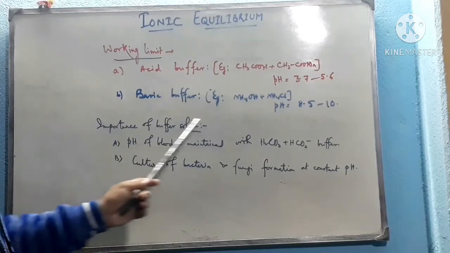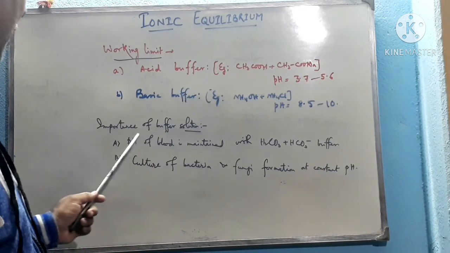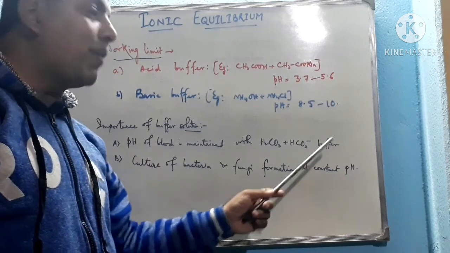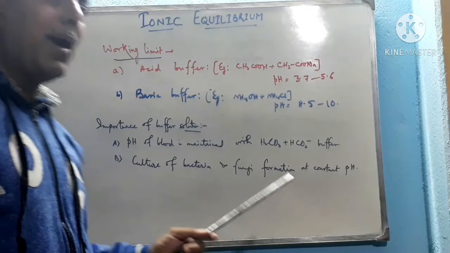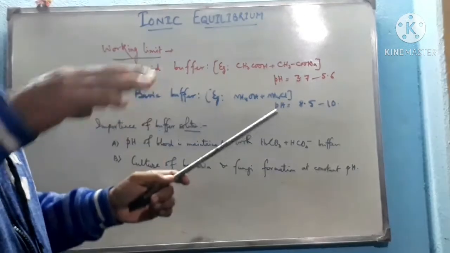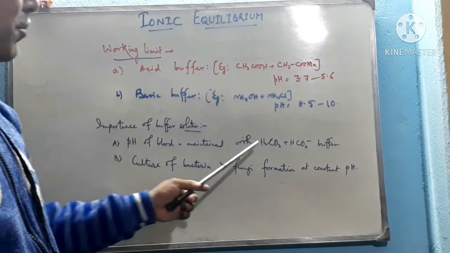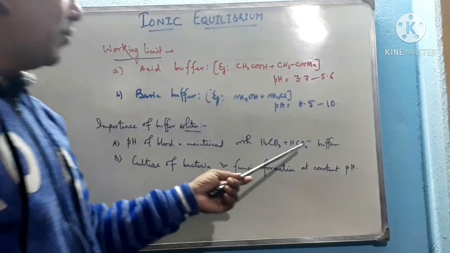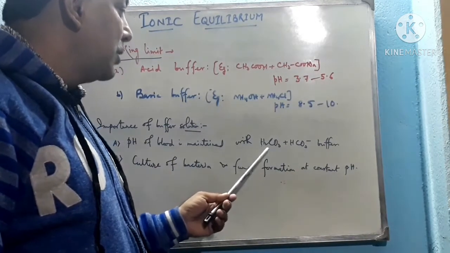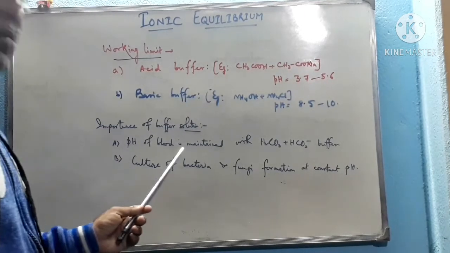But what is the importance of the buffer solution? Where can we use this buffer solution? pH of blood is maintained with carbonic acid bicarbonate buffer solution. Inside our blood, carbon dioxide at high pressure dissolves in the water present in the blood to form carbonic acid, and sodium bicarbonate, potassium bicarbonate are the salts present inside the blood. So this forms a buffer solution which maintains the pH of our blood.